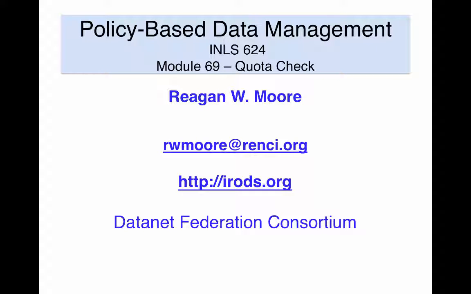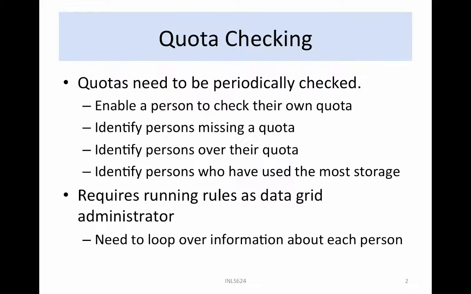Quotas should be checked periodically to determine whether the users have enough storage space. In addition to calculating the total amount of storage that is used, a rule is needed to compare the usage with the quotas to determine how much more data can be stored. The data grid administrator should check the storage quota periodically against the storage used for all users.